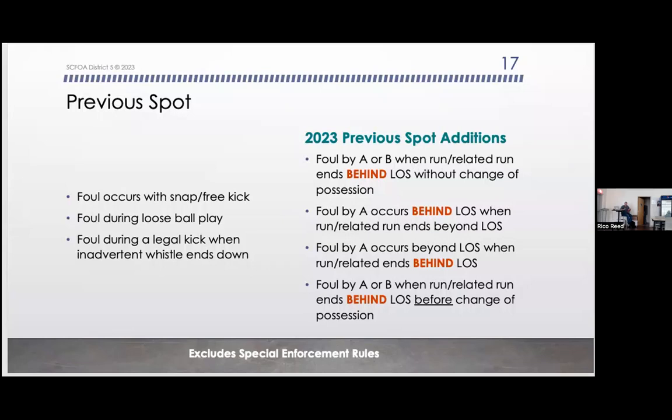Okay. So we used to be able to kind of get away with it, well, the foul by A was well behind it, so it didn't really matter. Well, it matters now. So that holding foul, say that they snap it from the 30, and they hold them at A's 25, and then the runner's down around the 30.